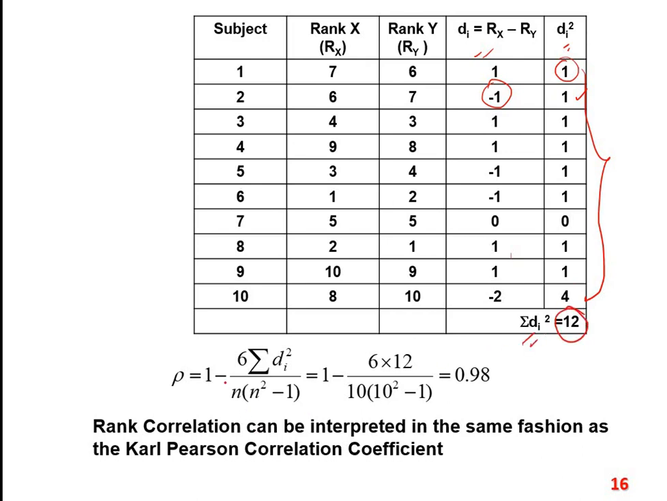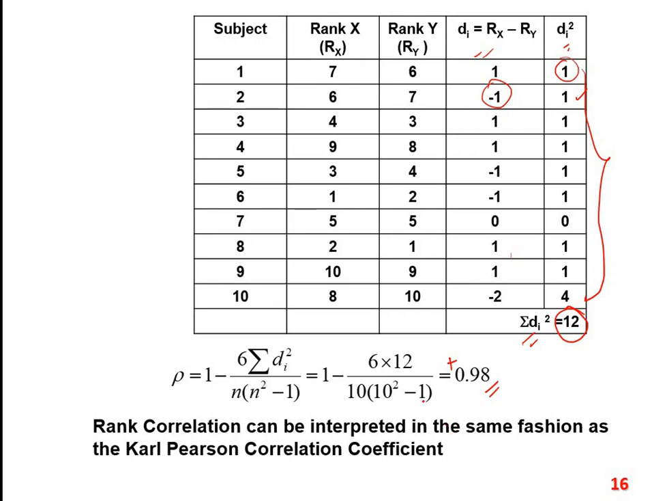And now we come back to the formula. The formula is simple: 1 minus 6 into summation di square, that is 12, divided by n into n square minus 1. In this case, n is 10, the number of pairs is 10, so 10 into 10 square minus 1. Ultimately we get the value 0.98. As I said, do not forget the sign, plus or minus; obviously this is plus 0.98.